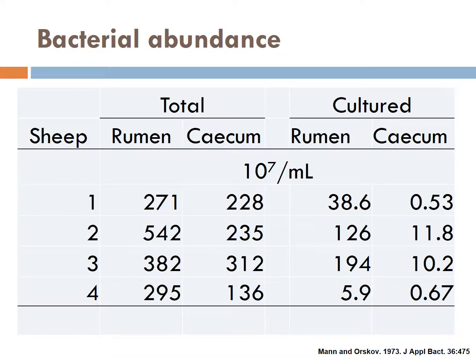This study compared bacterial abundance between the rumen and cecum in sheep. It compared both total counts and cultured counts. We can see for total counts that the values were slightly higher in the rumen versus the cecum for most sheep. For cultured counts, values were much higher in the rumen versus the cecum. There was usually a 10-fold difference. This suggests that there may be fewer live bacteria in the cecum versus the rumen, though it could be that they're uncultured for some other reason.